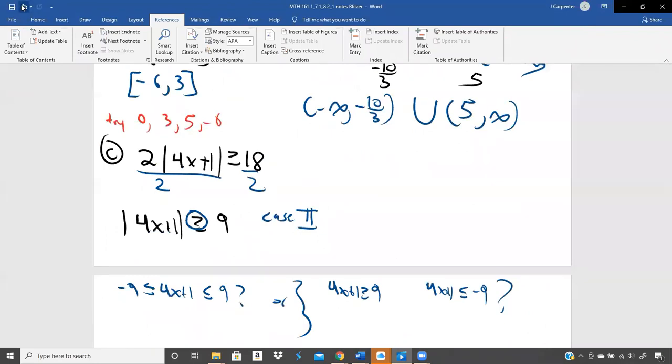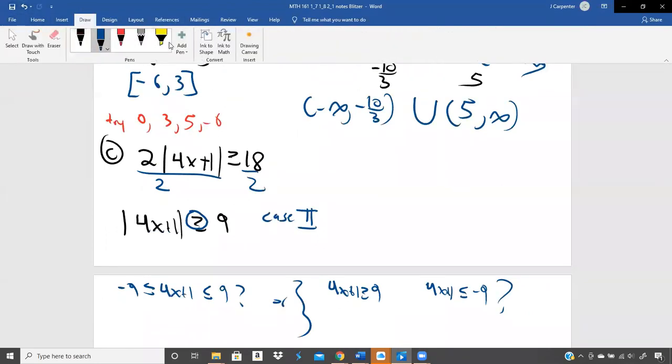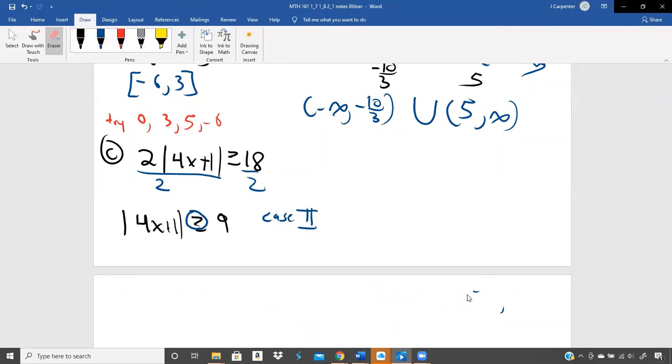Case two. So I'm just going to erase everything below. It's not the left one, it was the right one, but I'm going to rewrite it. So we take the 4x plus 1 is greater than or equal to 9. Again, you basically just drop the absolute value. Or the solution could be the 4x plus 1, don't change that sign, less than or equal to the negative of the 9.